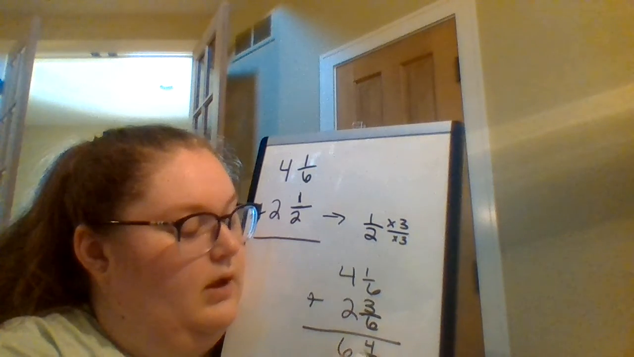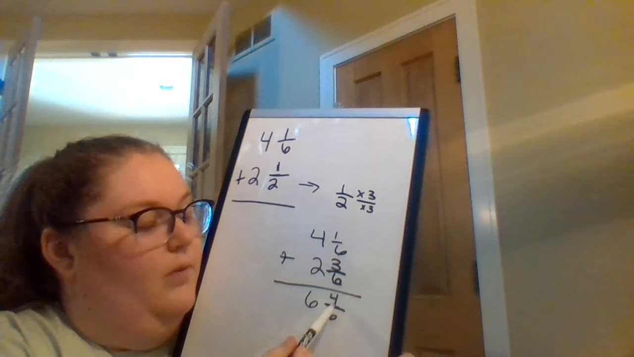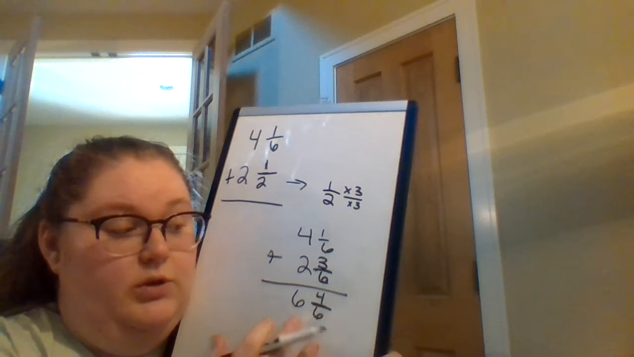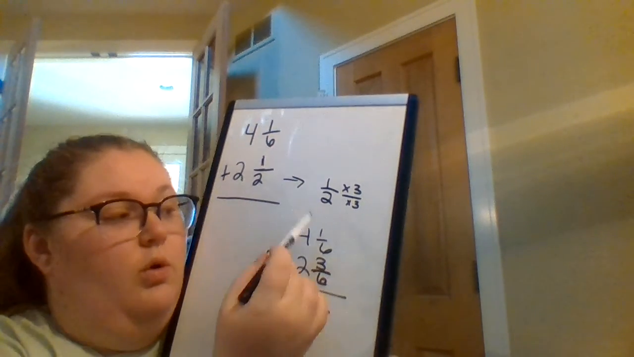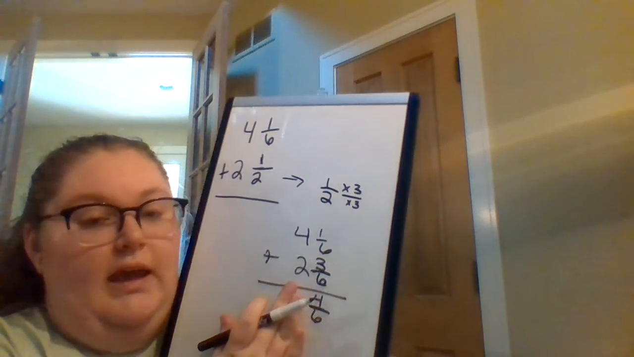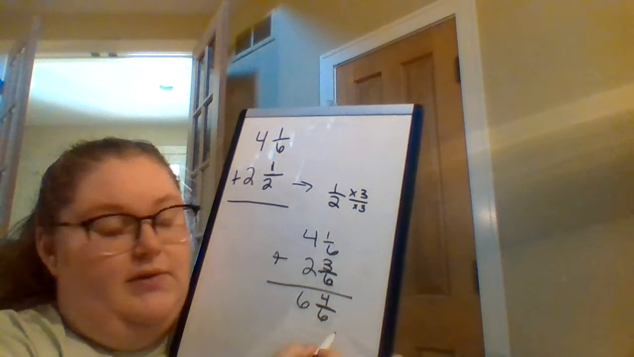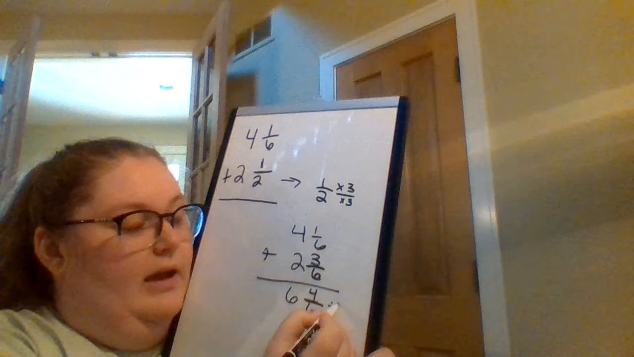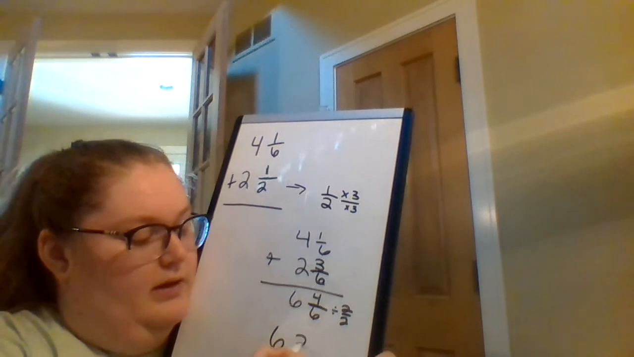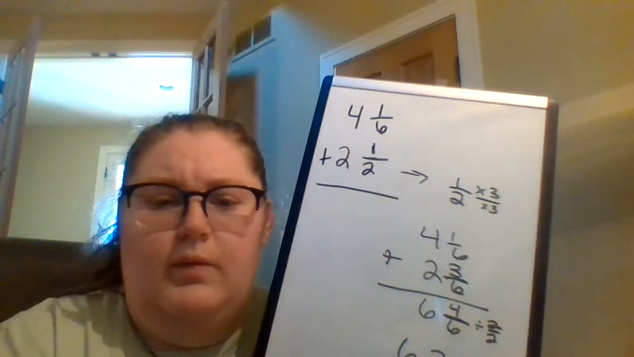Okay. Now when I look at my answer, I see that 4 and 6 can be reduced. So always remember, guys, when you're going to reduce, you can't reduce the whole numbers. You can reduce the fraction. So when I reduce this fraction, I'm going to divide by 2. So then I get 6 and 2/3 as my answer. Okay, so let's do another one real quick.